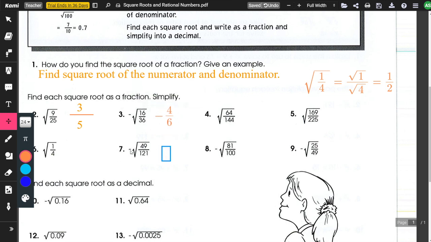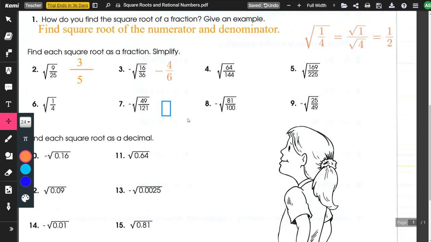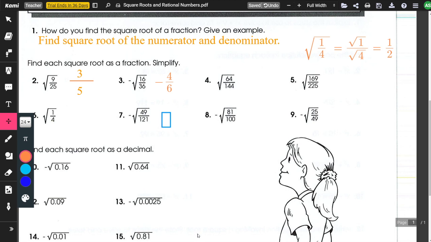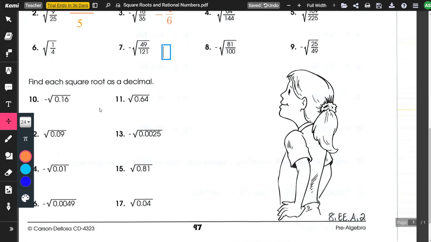And if it has a negative sign outside, you just keep it. It doesn't affect anything else. And do not simplify your answers because then they would not be correct. So please don't simplify.